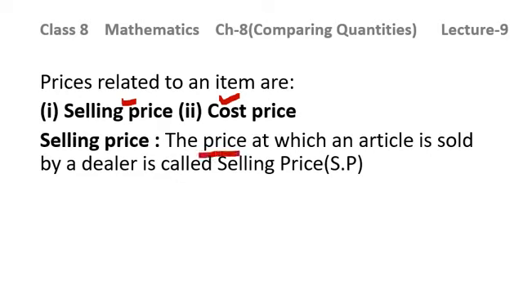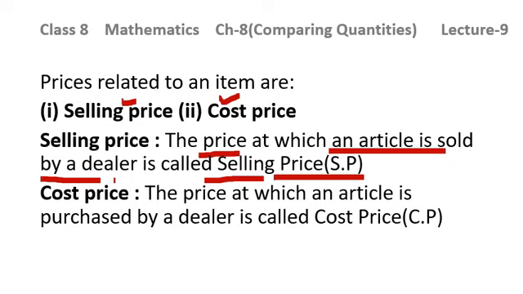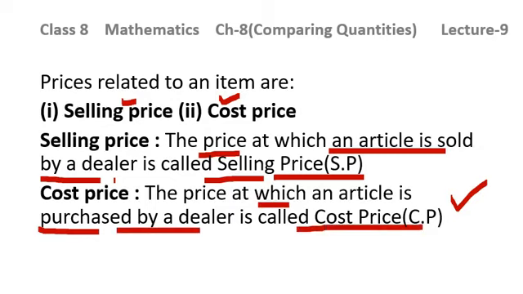The price at which an article is sold by a dealer is called selling price. The price at which an article is being sold by a particular person, by a shopkeeper, by a dealer, that is your selling price. Cost price, the price at which an article is being purchased by a dealer, is called cost price. So there are two prices related to an item or a commodity or a particular article, that is the selling price and the cost price.